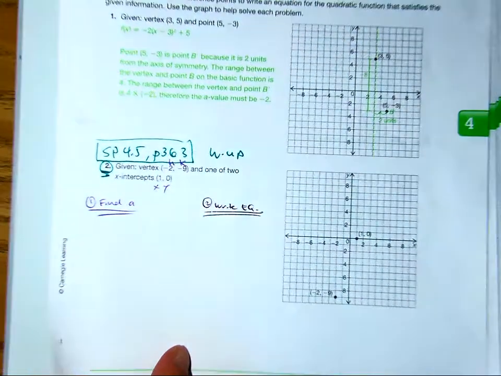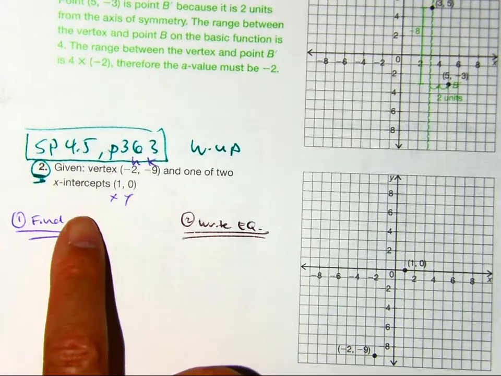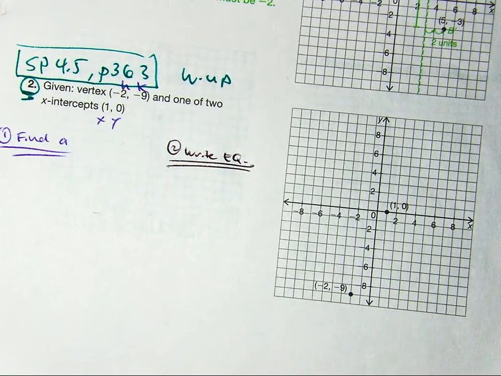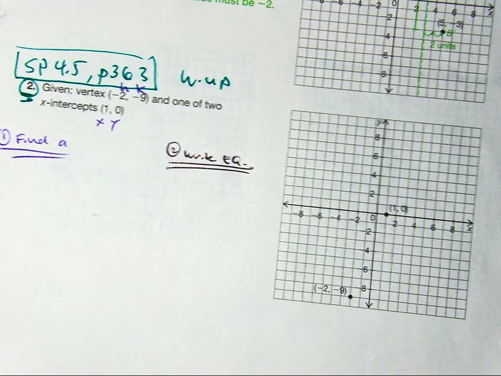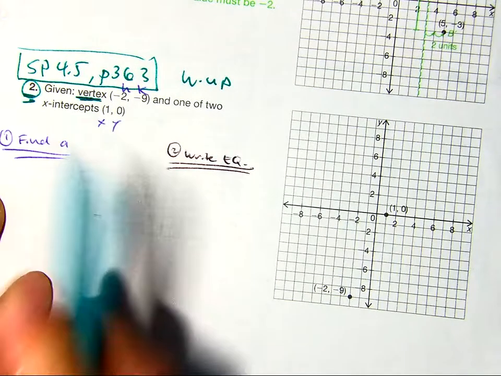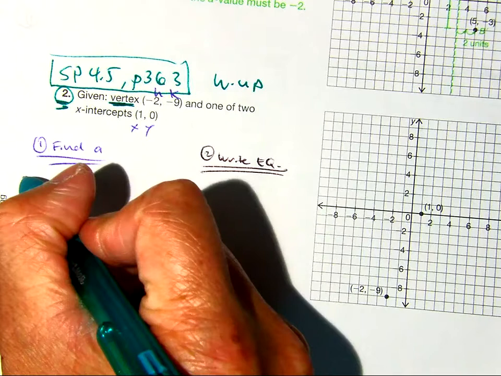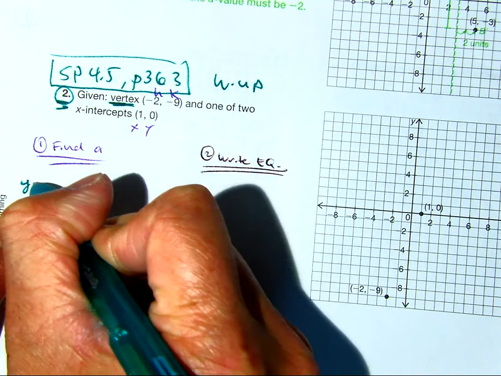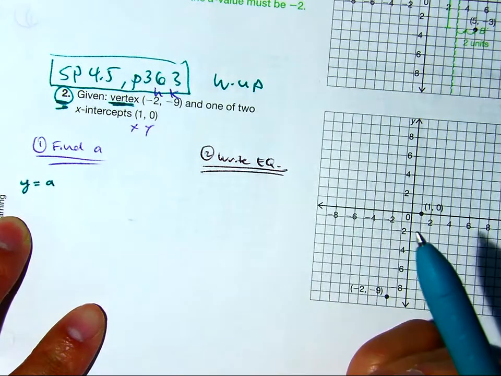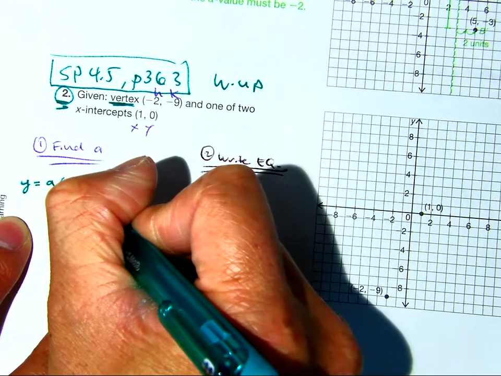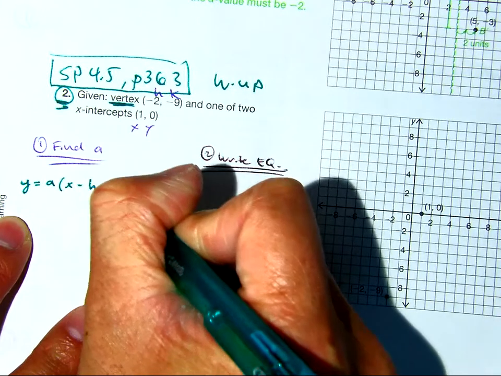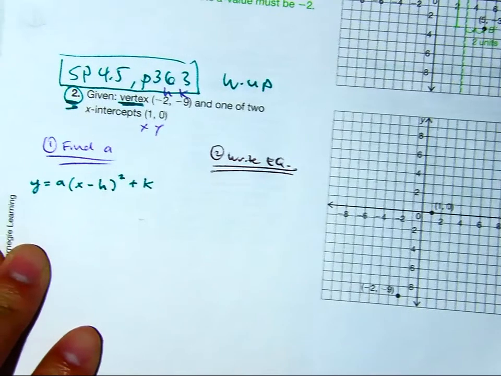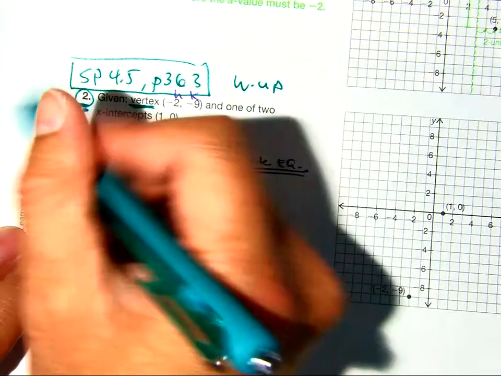For this question, we're supposed to be given the vertex and one of the two x-intercepts, and write an equation. First, what is vertex form? If you don't already have that in your formula sheet for chapter 4, go ahead and write that. This is vertex form.